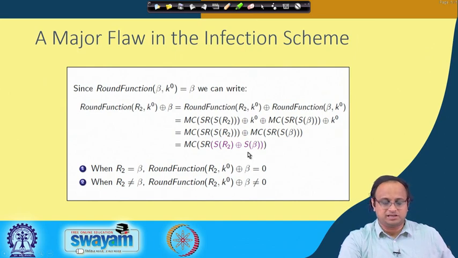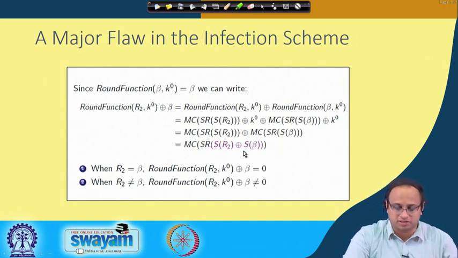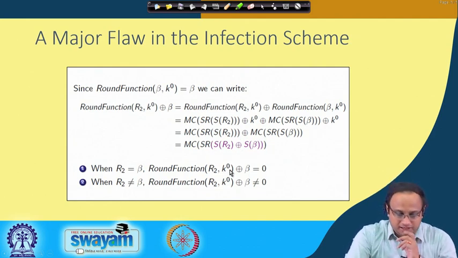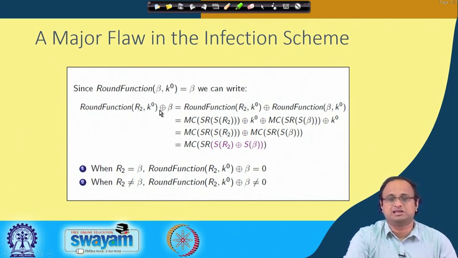How can you do that? Essentially because of a major flaw in the infection scheme. If you remember the 15th equation that we had, the important step was that in the compulsory dummy round, we corrupted R0 with the XOR of beta and the round function applied on R2 and K0. Remember that if the value of R2 is beta, then the round function results in beta, because the dummy round was idempotent with respect to K0, and therefore a beta input was resulting in a beta output.